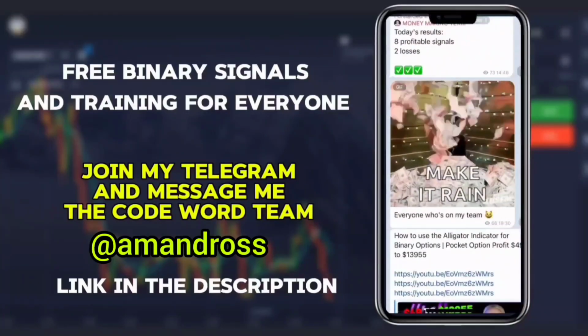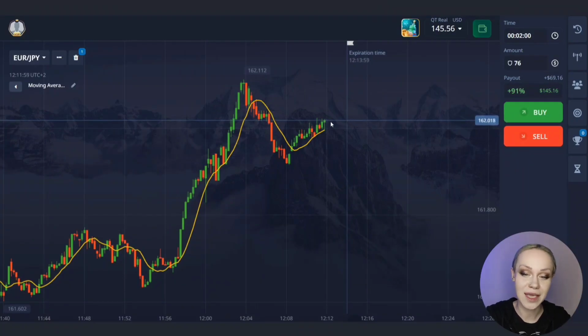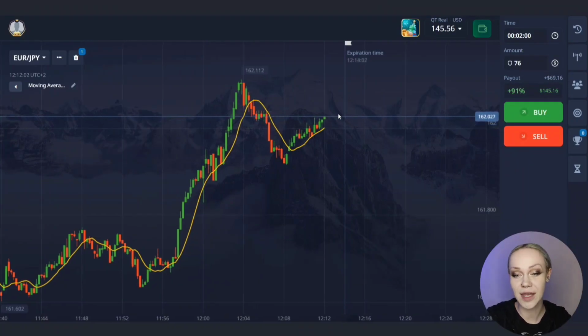And now let's continue. The price reversed and is moving up. The indicator turned out to be right again and gave us a good entry point.